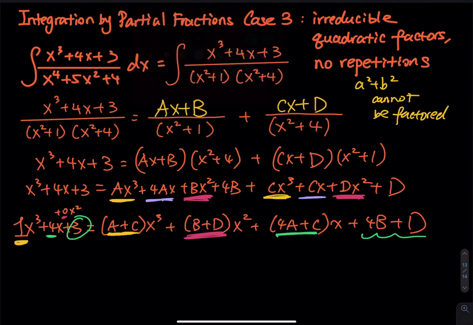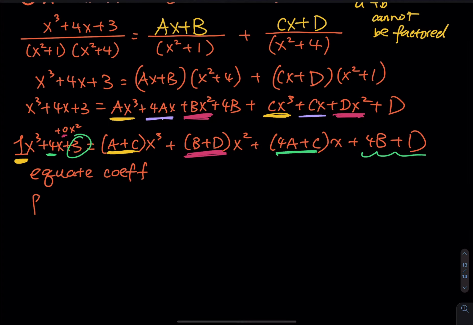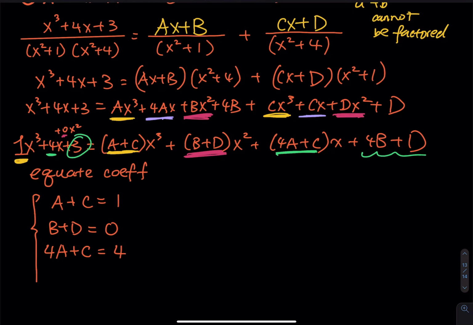Okay, let's set up the system. This is called equating the coefficients. For the system, we have a plus c is equal to 1, and then b plus d, the red, is equal to 0, and then 4a plus c is equal to 4, and then the last one, the constant, 4b plus d is equal to 3.